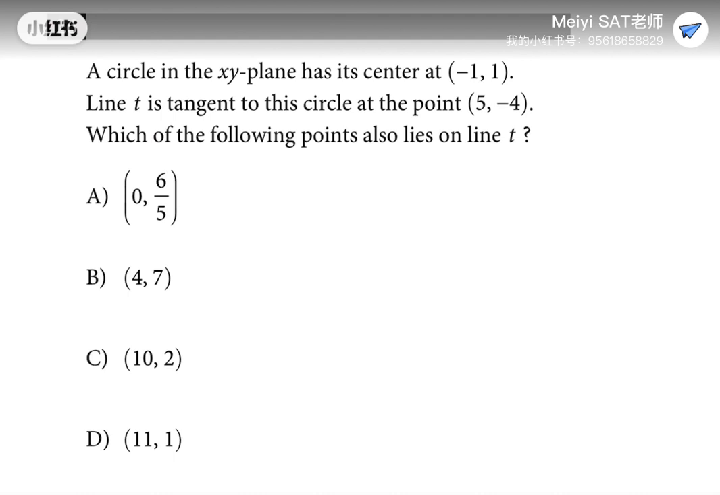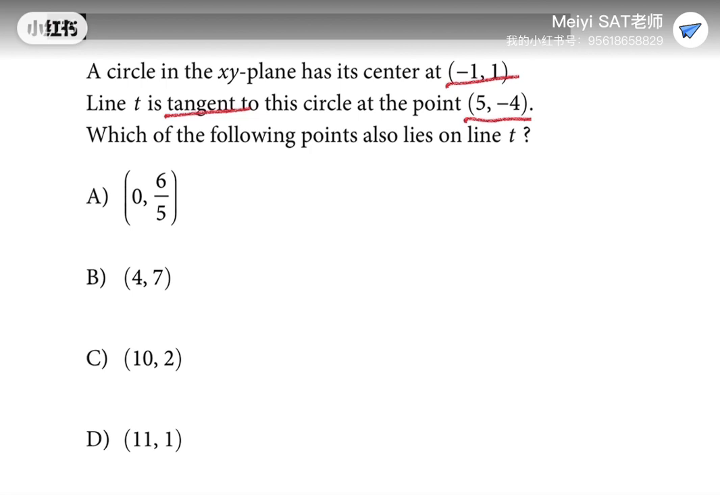Today we're going to talk about a problem about circles and lines tangent to circles. Problem number 26 says, a circle in the xy plane has its center at negative 1, 1. Line T is tangent, so let's highlight the word tangent, to the circle at the point 5, negative 4. Which of the following points also lies on line T?